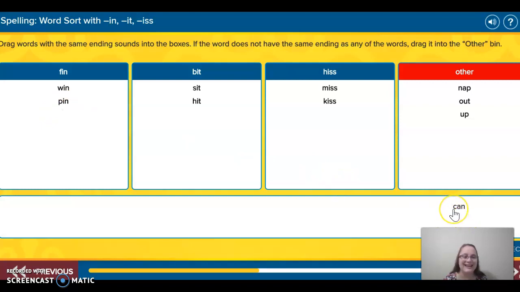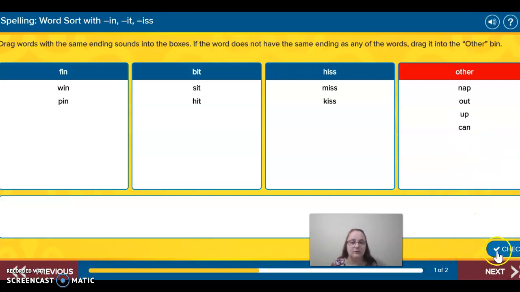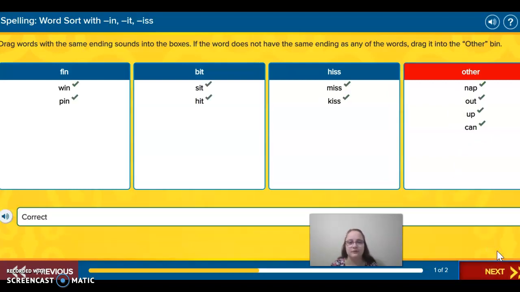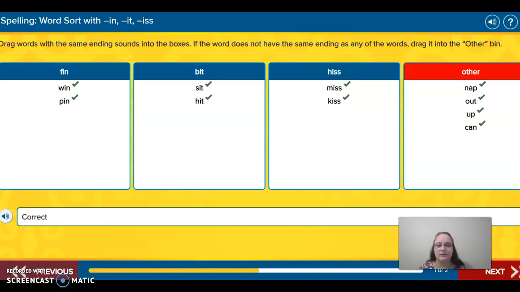Last word, can. Well, that doesn't even have an I in it, guys, so we know that it has to go in our other. Okay, guys, let's check our work. Good. We got them all correct. Okay, friends, we're going to head on over and do some high frequency word work.